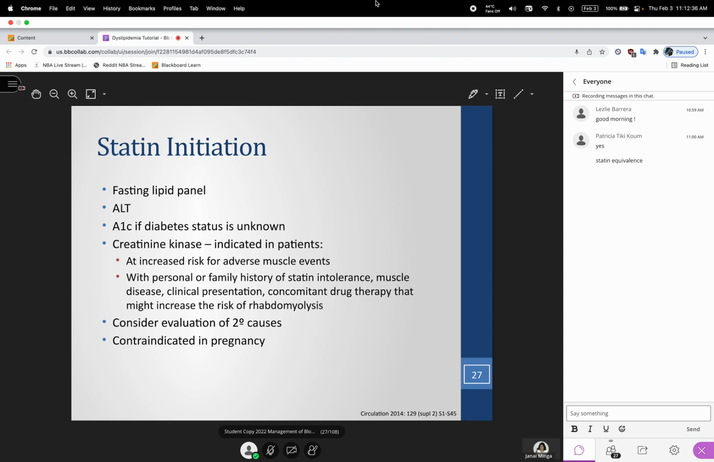Yes, my question is similar to Autumn's question because I was confused on the same thing. If the AST and ALT are elevated and they have liver impairment, we were told that they shouldn't be started on a statin or ezetimibe or fibrate. So... Okay, so liver impairment versus liver damage.